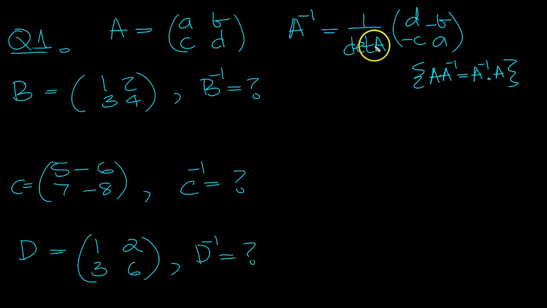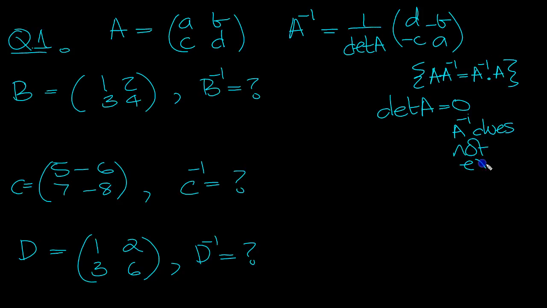So this value determines whether the inverse exists because you can't divide by 0. So when the determinant is 0, then A to the minus 1 does not exist. So the det A determines whether the inverse exists. So if the det A is non-zero, then it does exist, doesn't it? Because you can divide by a non-zero number. Okay, so that's clear then, and it's implicit in the formula.